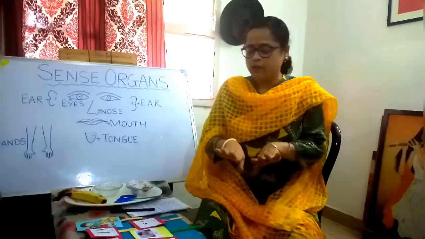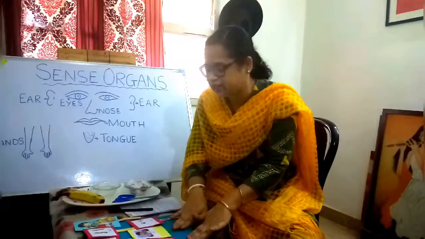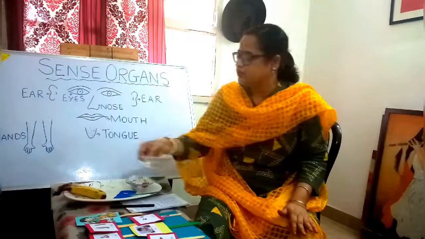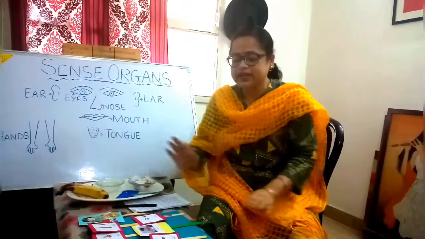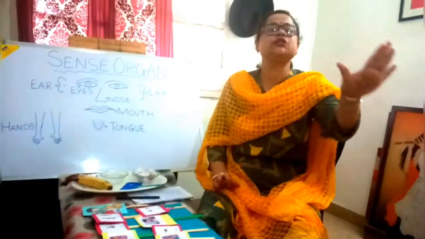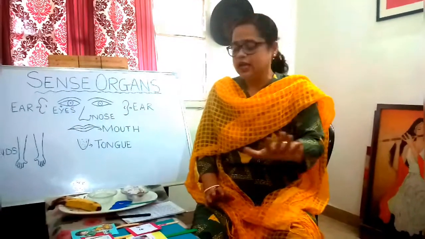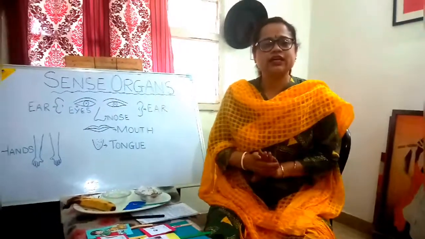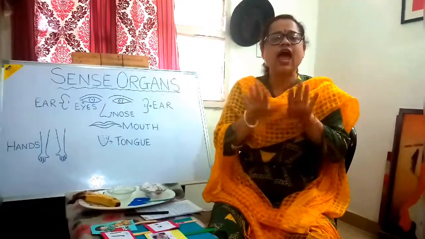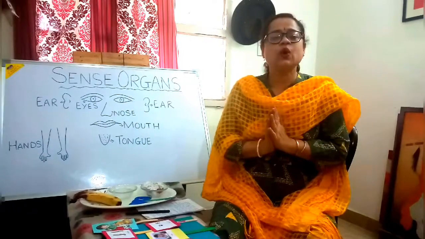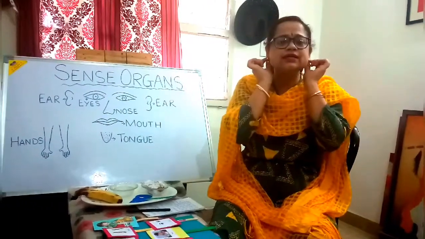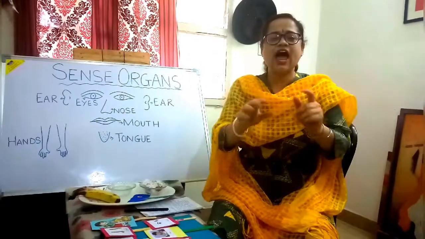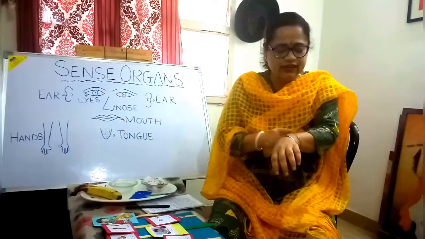We can touch anything. We can touch water. We can touch paper. You can touch your mama, papa. You can touch any pet, doggy, cat. You can touch with the help of your hands. So, eyes, ears, nose, tongue and hands are sense organs.